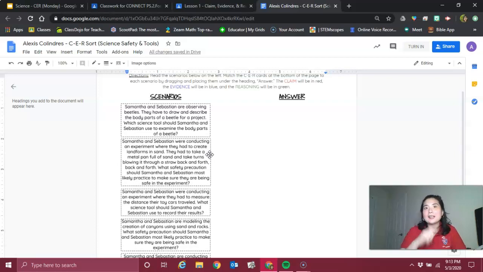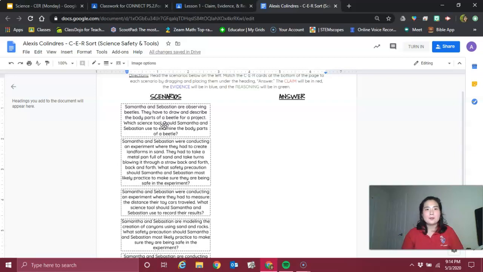Now I'm going to read it the second time. And I am going to read much slower and try to figure out what these long words, observing, examine, what those words mean by reading the other words that are surrounding them. Samantha and Sebastian are observing beetles. They have to draw and describe the body parts of a beetle for a project. Well, in order to draw and describe the body parts of a beetle, I have to be able to see an actual beetle. So maybe observing means to look at.